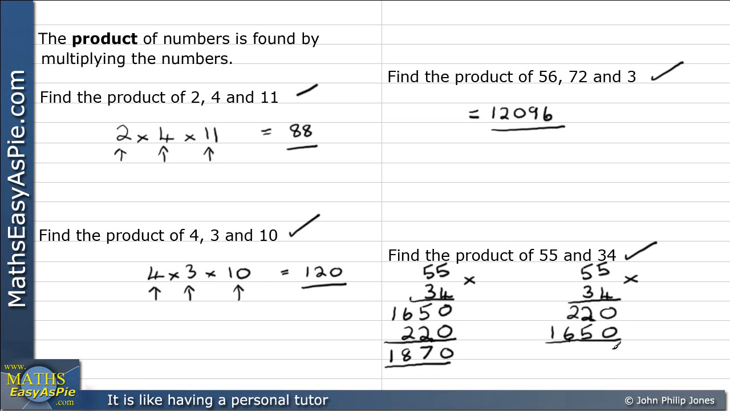A 0 plus a 0 is obviously a 0, a 2 plus a 5 is 7, a 6 plus a 2 is 8, and this 1 is carried down there. And we can see we get the same result. So the product of 55 and 34 we can see is 1,870. So to find the product of two or more numbers is quite simple. You multiply them together.